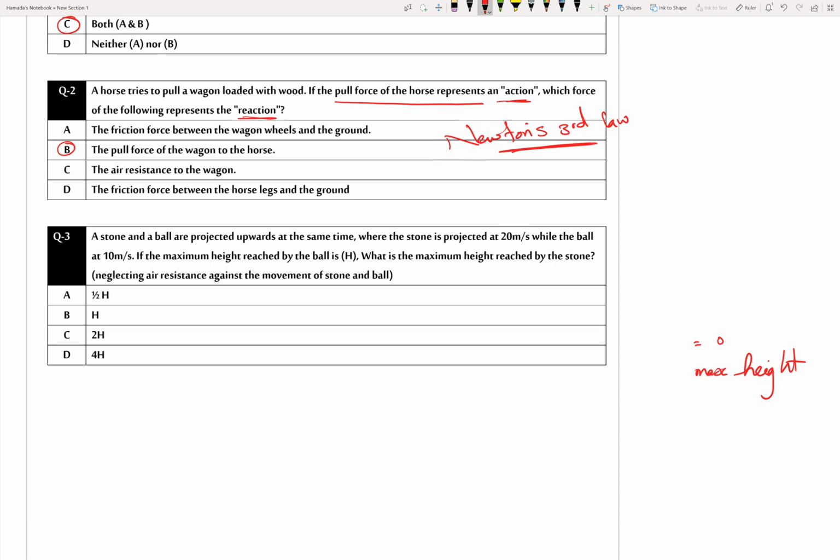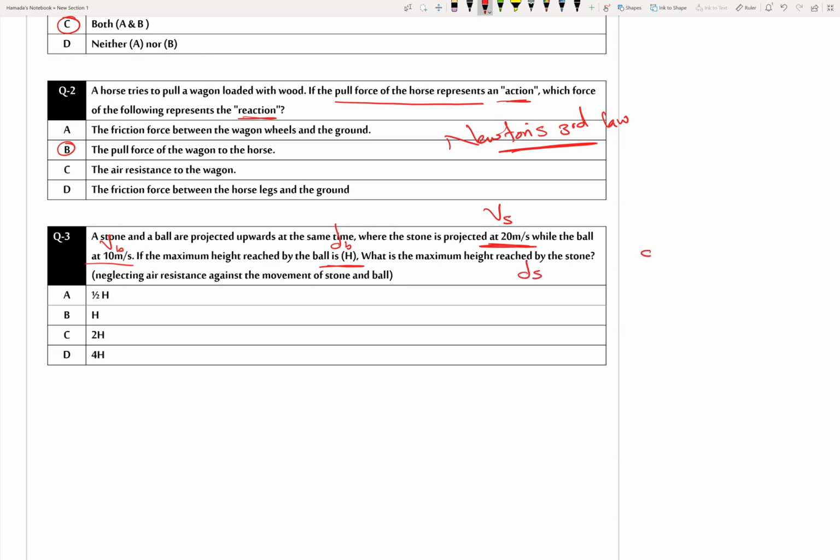Question 3. A stone and a ball are projected upwards at the same time, where the stone is projected at 20 meters per second, this is Vs, while the ball at 10 meters per second, this is Vb. The maximum height reached by the ball is h, so this will be d_b, the distance or the height of the ball. What is the maximum height reached by the stone, which is ds?